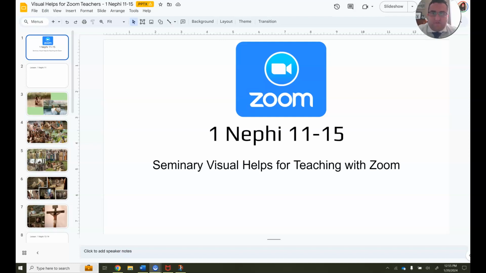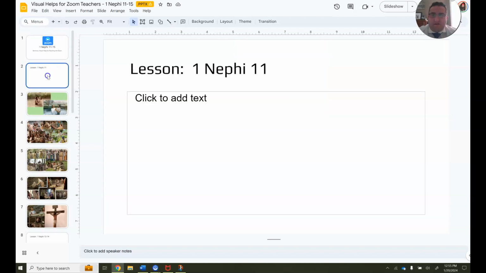So I just want to go through this week's lessons and share a slideshow with you and just explain what I put together for you to help you out in any lesson you might be teaching over Zoom this next week. So if we go to the first lesson, 1 Nephi 11, there's a part where I asked you to possibly show some pictures that are being described in this chapter here. I think it's verse 26 to 33 about Christ.